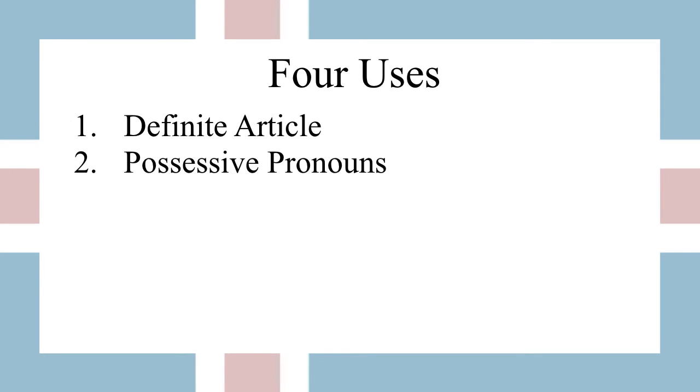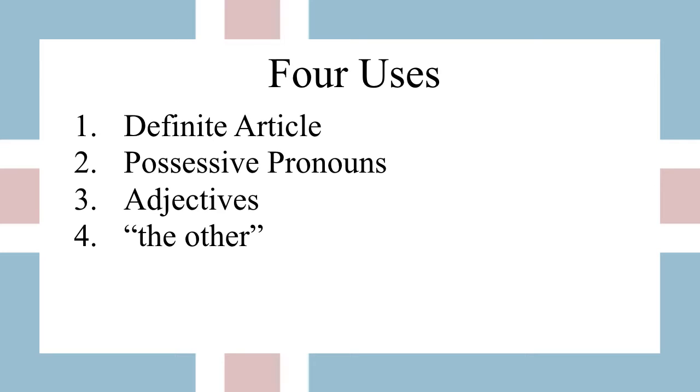So there are 4 uses of the Hinn chart that we're going to be talking about today. The first is using it as a definite article, or the. Next is using it to help us with our possessive pronouns. Third is to help us with adjectives. And 4 is to help us when we're using phrases with the other. We want to talk about the other object. So let's talk about each of these in turn.